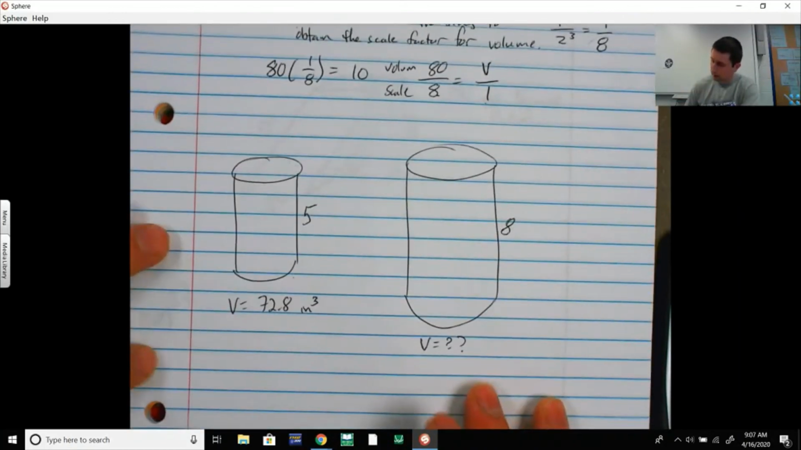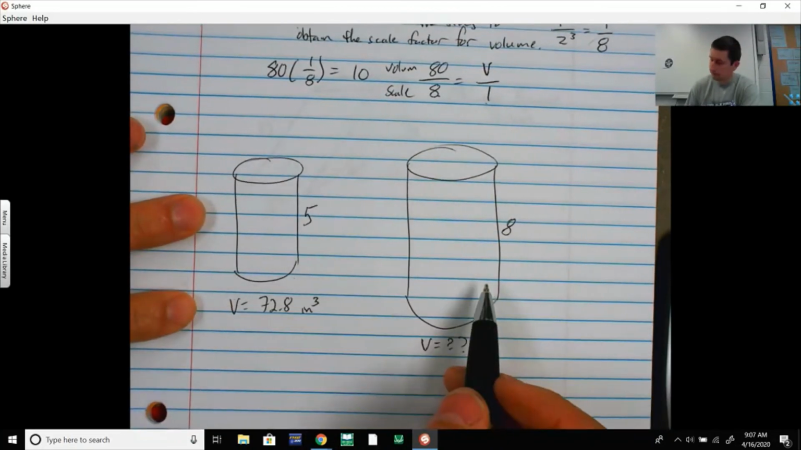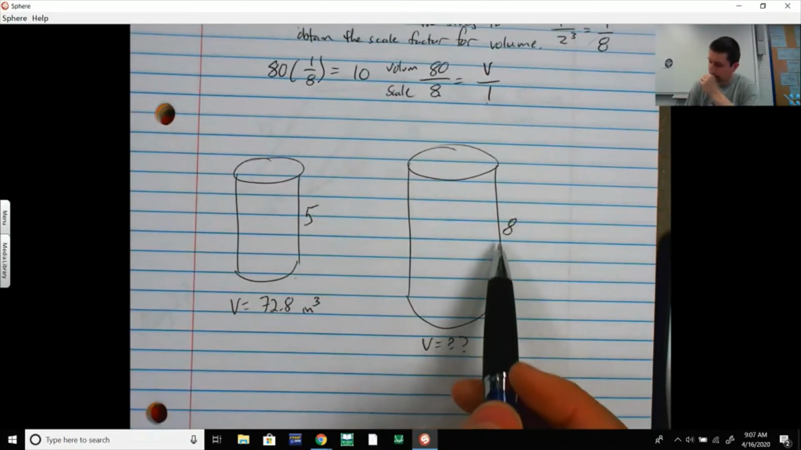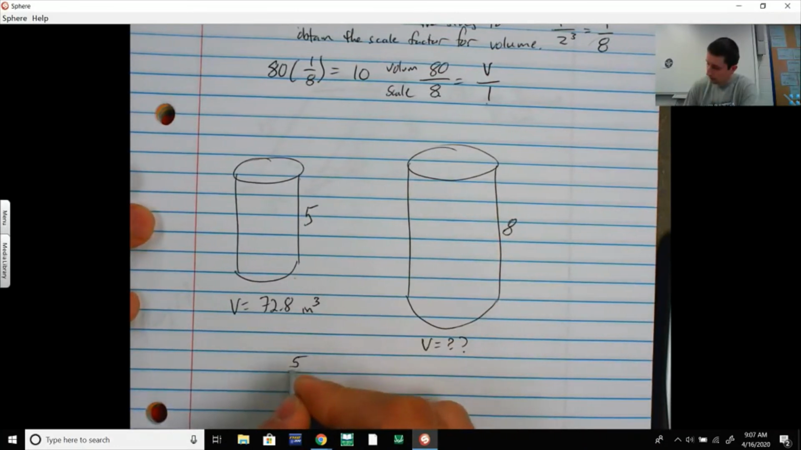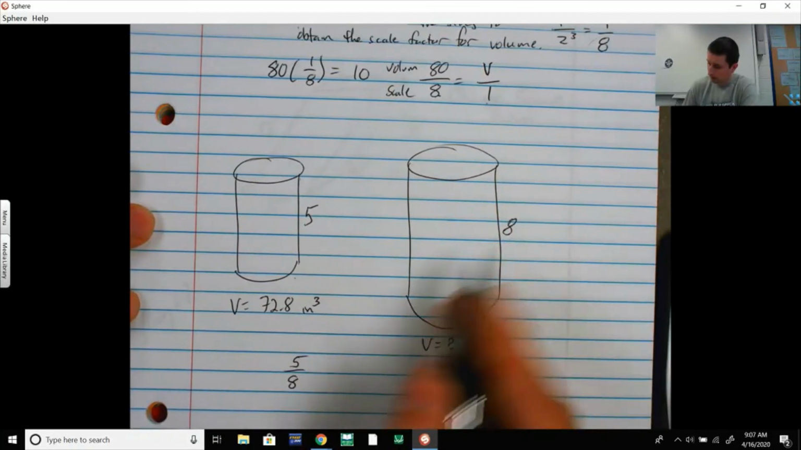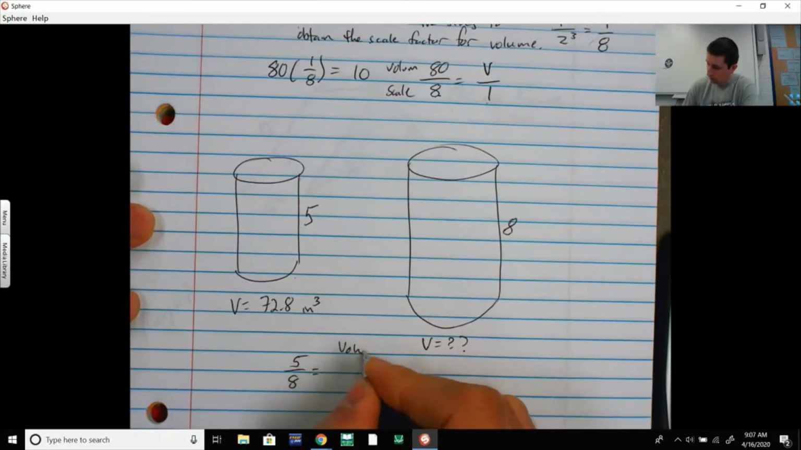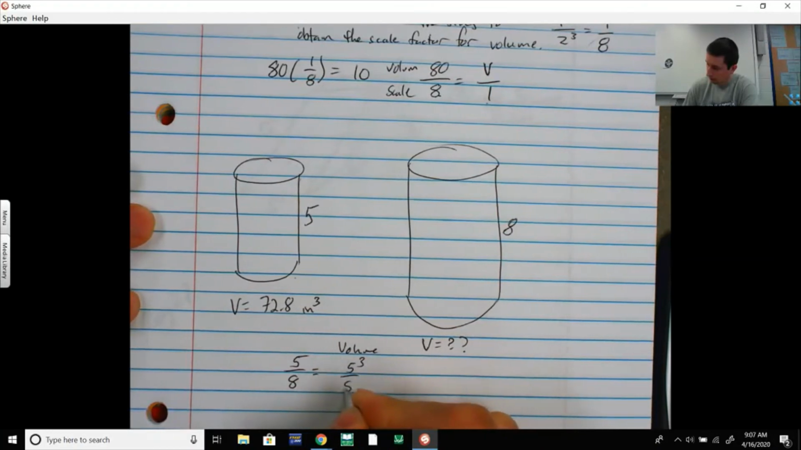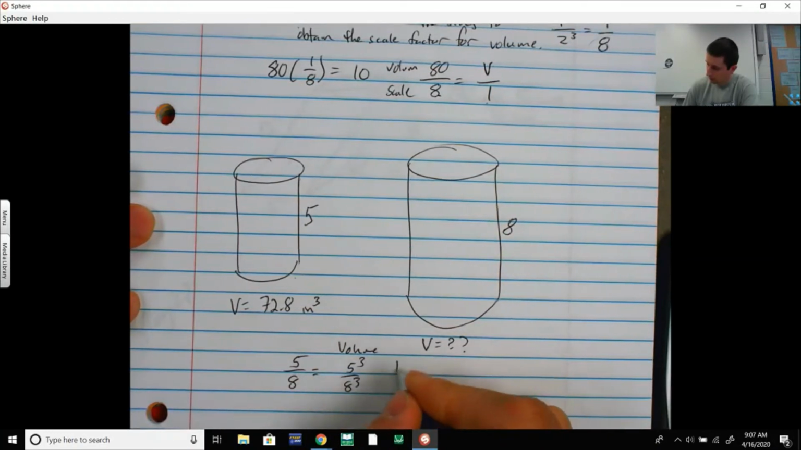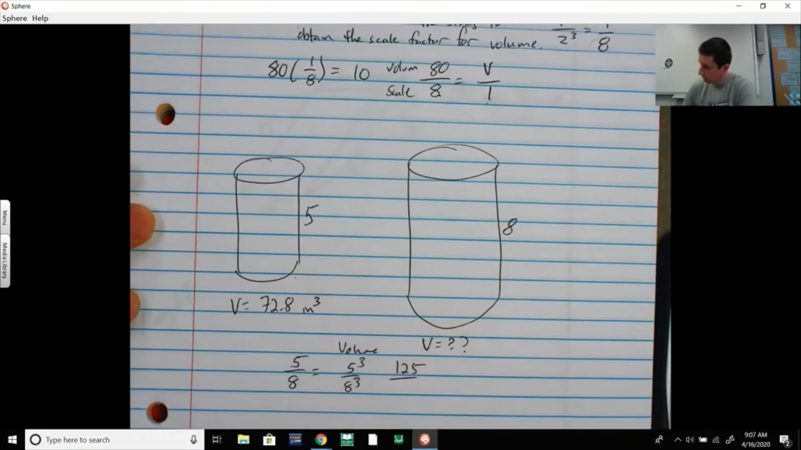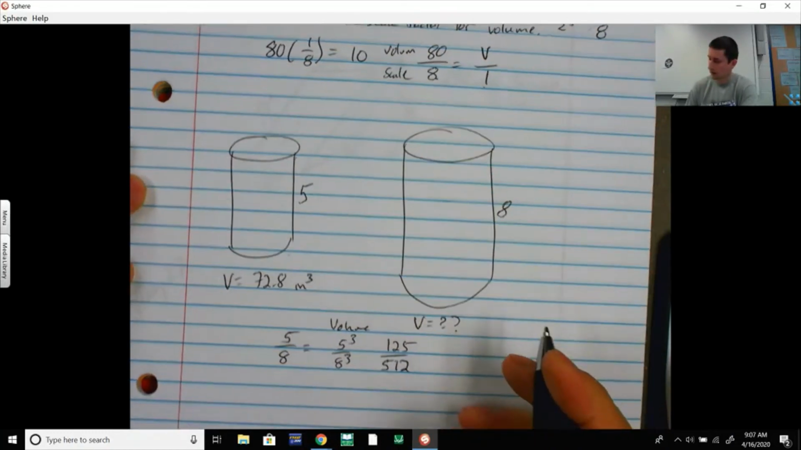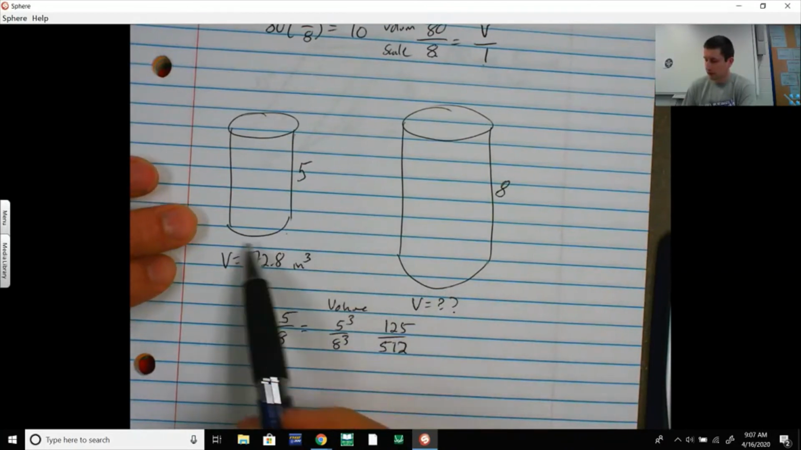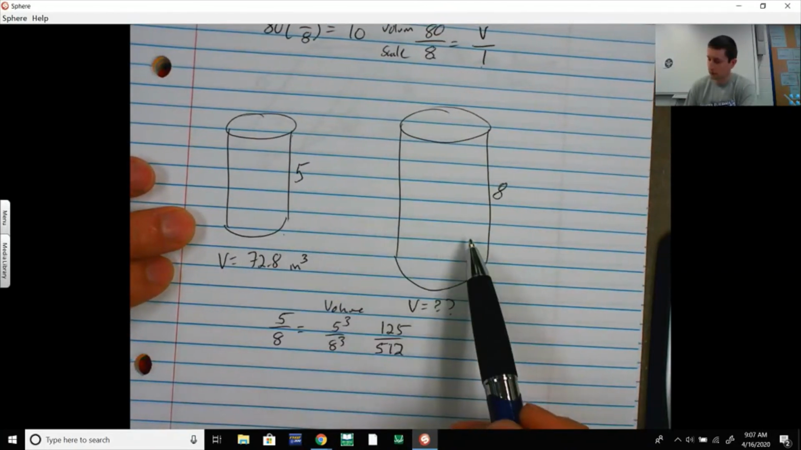Okay. So if we look at this one and they tell you these are similar solids, we have 2 cylinders, this has a height of 5 and this has a height of 8. So your ratio of sides, for every 5 on this one, you have 8 on this one. Which means for the volume, you need to cube these, so 5 cubed over 8 cubed, which would be 125 over 512. Woo, big. Okay, that means for every 125 cubic inches here, you have 512 cubic inches here.